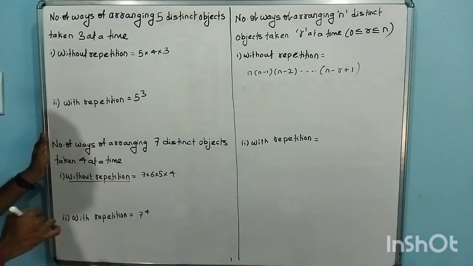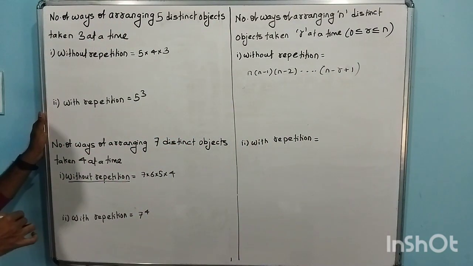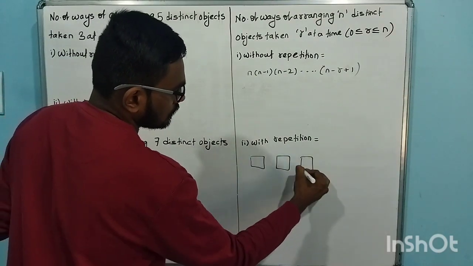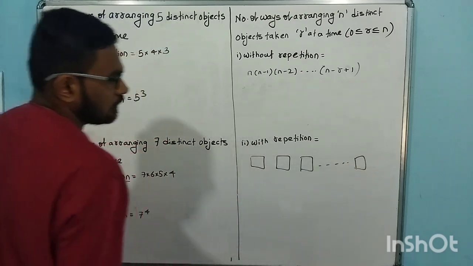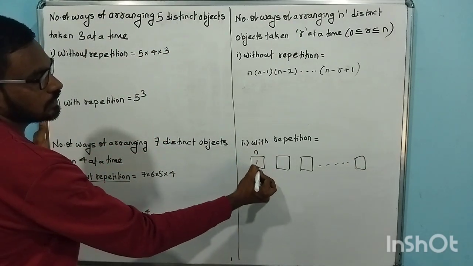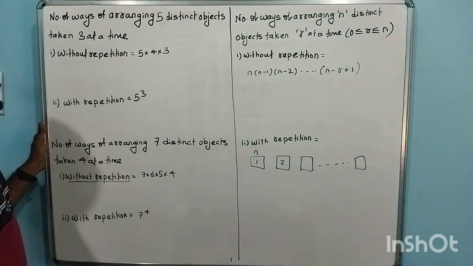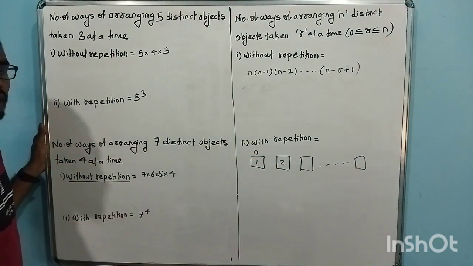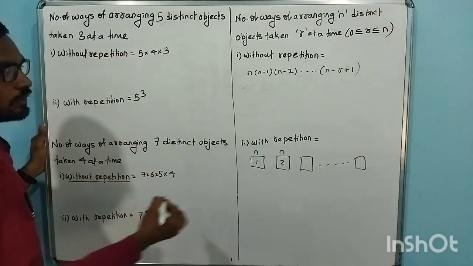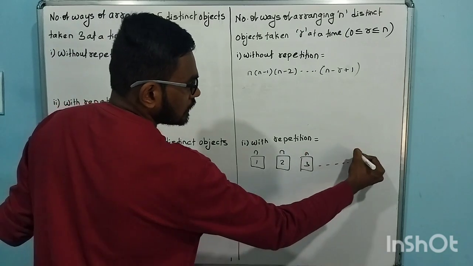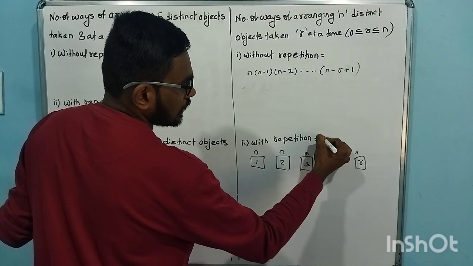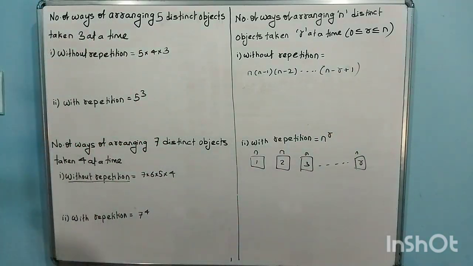And what about with repetition? Again we have r places. For first place I have to select out of n objects. If I select any one of them, then for the second place also I can select that or the remaining, so for second place also I have n choices. For third place also n choices. Like this, r times I have n choices, that is n raised to r. This is in general.